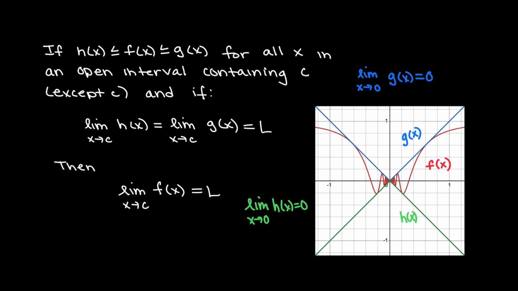And I can see on this picture that the limit as x goes to 0 of g is 0, and the limit as x goes to 0 of h is also 0. We can then conclude that the limit as x goes to 0 of f is 0 as well. So let's see how this works by doing an example.